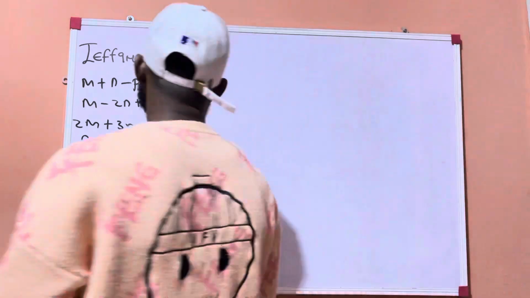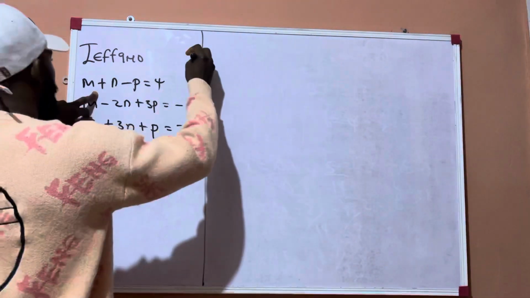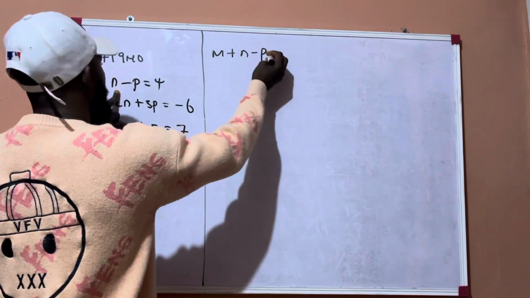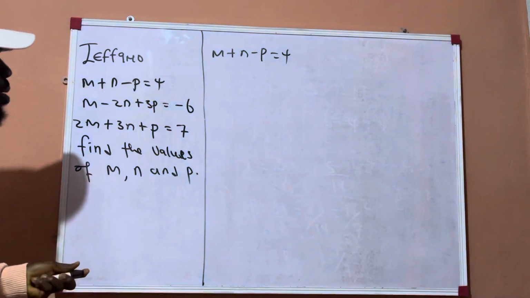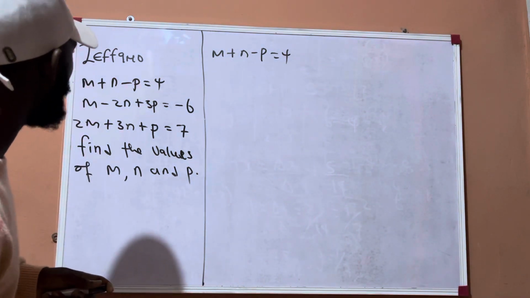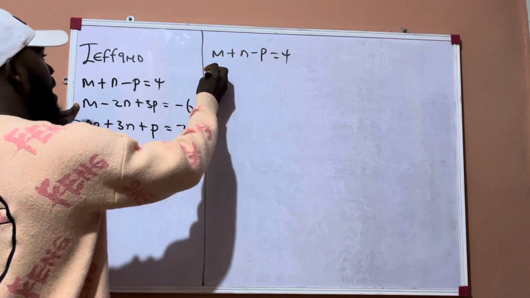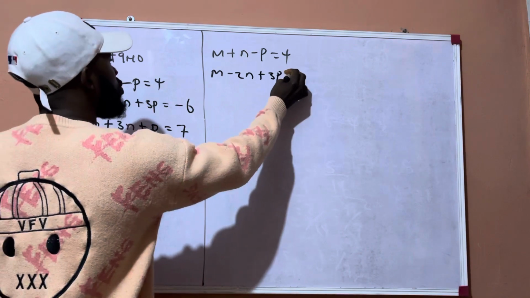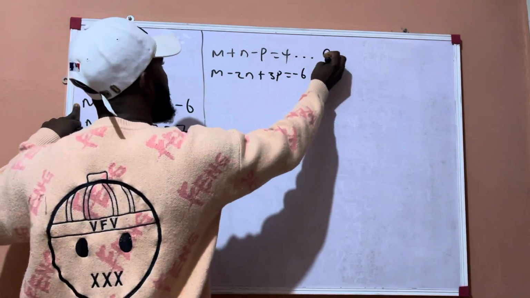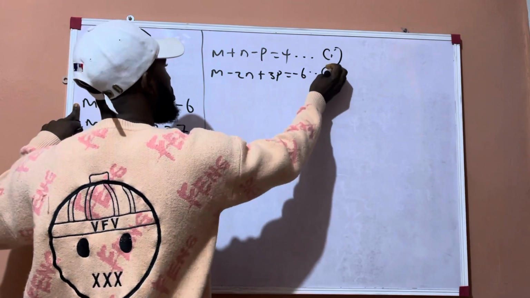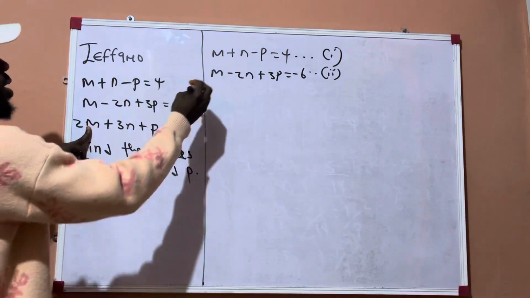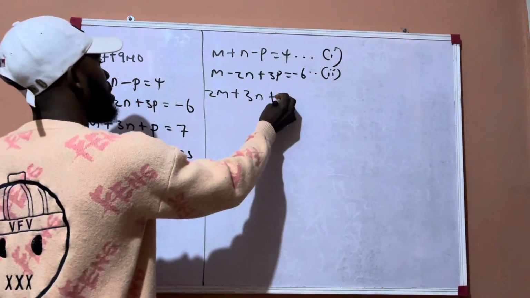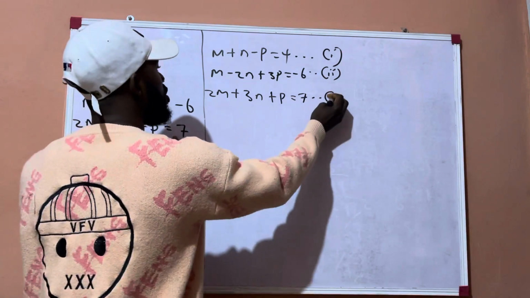Now let us begin. The question says, the first equation given to us was M plus N minus P equal to 4. And the second equation that was given to us is M minus 2N plus 3P equal to minus 6. Now this is equation 1, this is equation 2. Okay, and then equation 3 says 2M plus 3N plus P equal to 7. Now this is equation 3.